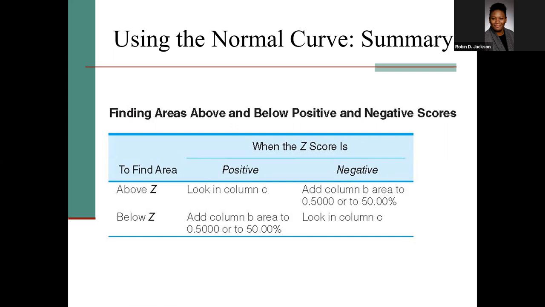Again, I will continue to say this. It helps to draw the curve and shade in the areas you're interested in. So remember, if you're trying to find the area above the Z, look in column C, okay? If it's positive and you're trying to find the area above the Z, you look in column C.